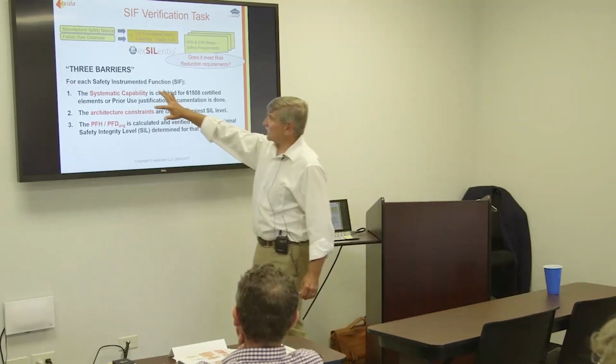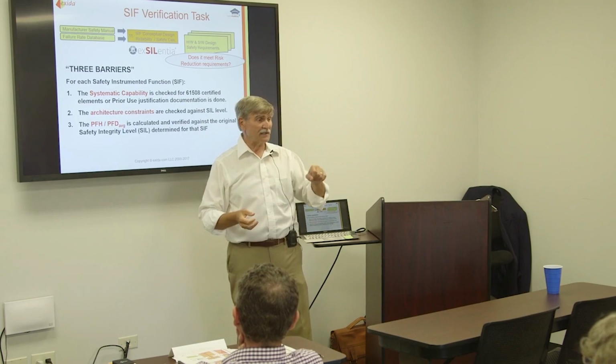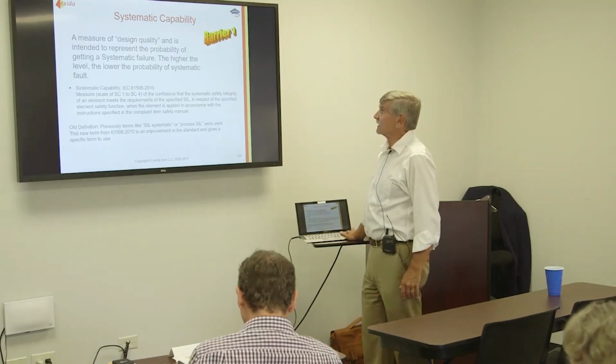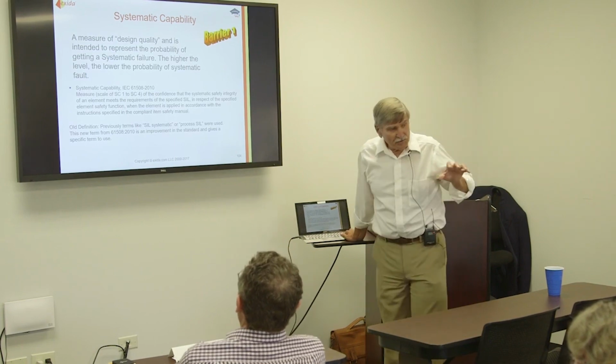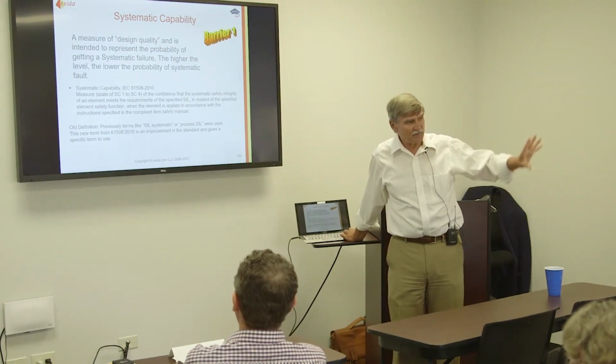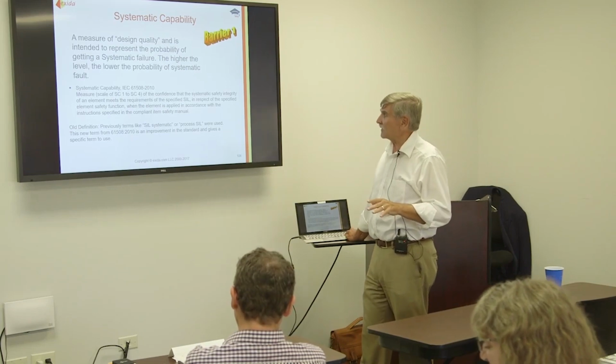Now, systematic capability can be established by a company. You may use your own criteria for that based on your own experience. That's called prior use. The key is document it, justify it, and document the justification. You're allowed at 61511. So we'll think about these 3 barriers. Systematic capability. It is a measure of design quality as measured by sets of tables in 61508. I'll explain it in more detail as we go.